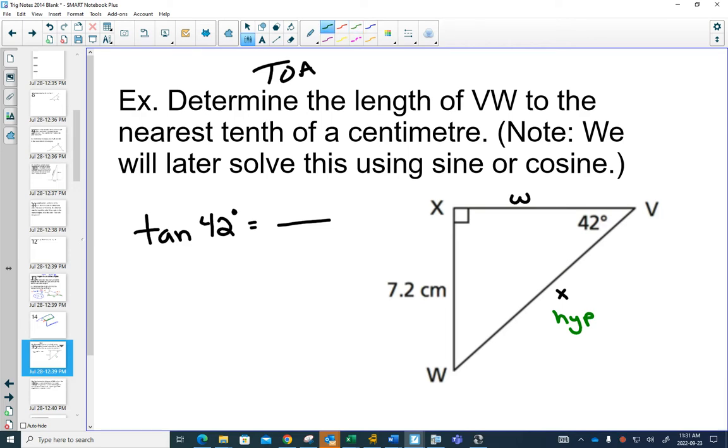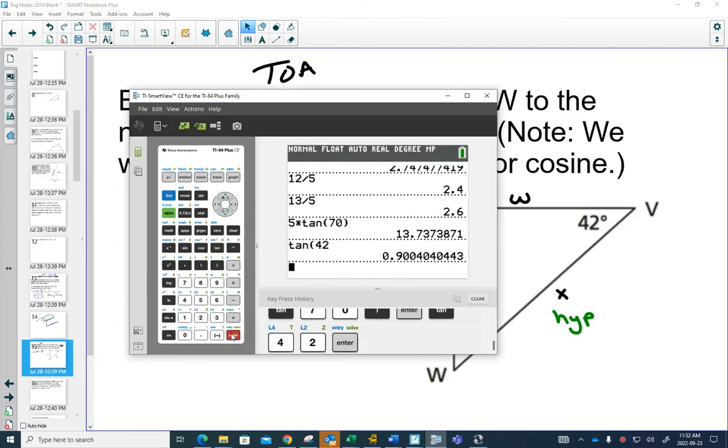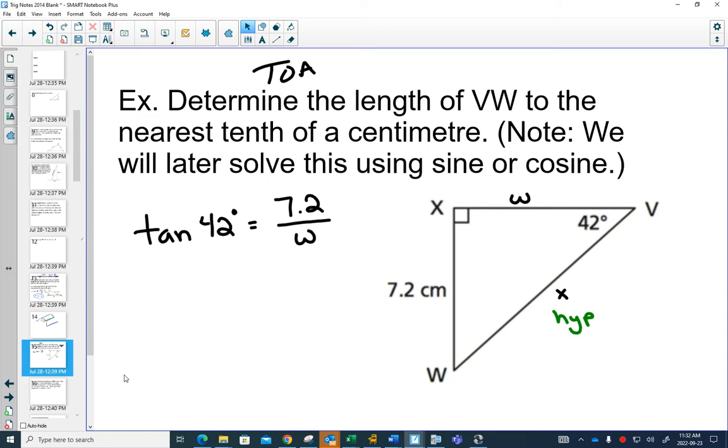So if I'm using 42, do I use W or 7.2 for the opposite? Right, here's the 42. Straight across that is my opposite. And my adjacent is not the x, because the x is the hypotenuse, so sometimes it's going to be the W. This question's a little bit harder because the W is on the bottom. Once again, your calculator hasn't memorized what tan of 42 is. It's 0.900. We need this to equal 0.9.